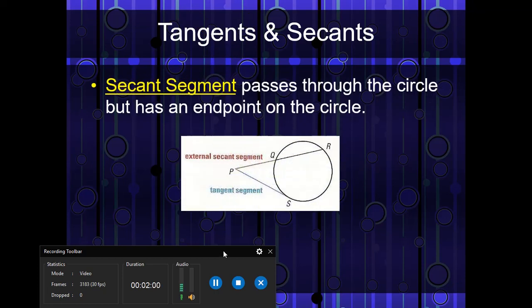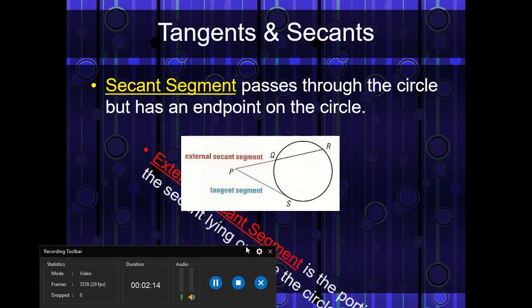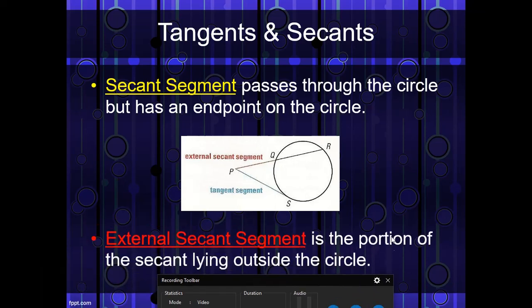In our past lessons, we've talked about secants. We know that a secant will pass through and touch the circle in 2 distinct locations. The secant can also be a segment where part of it is outside the circle. The external secant segment is outside the circle, and this will be important in our future calculations in this lesson.